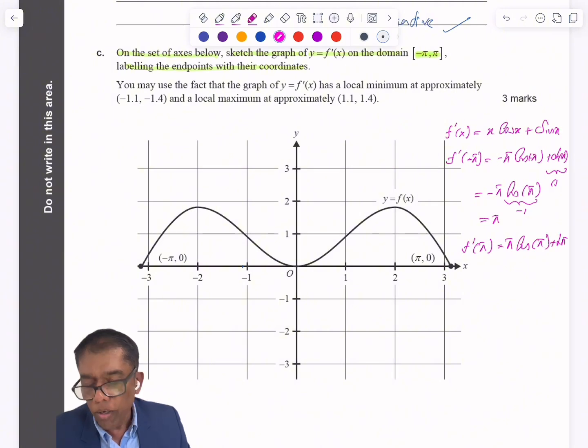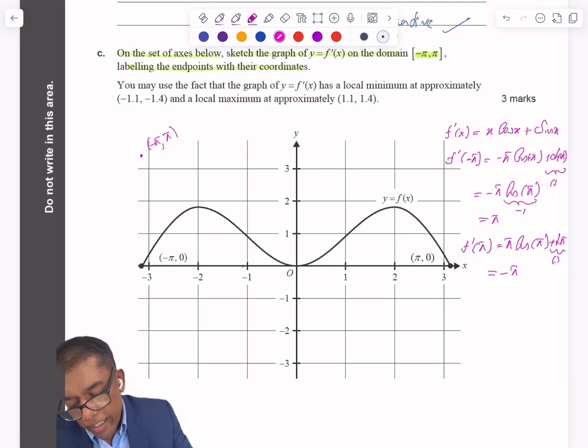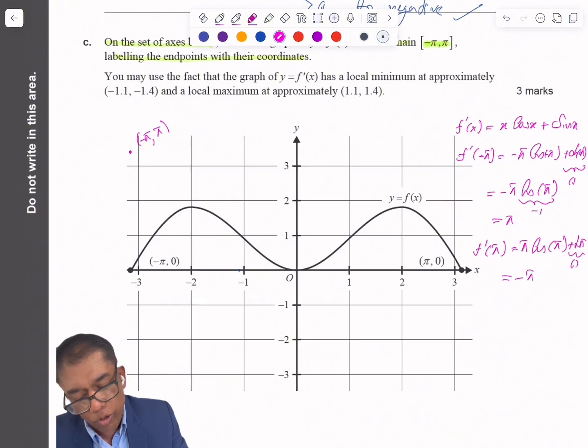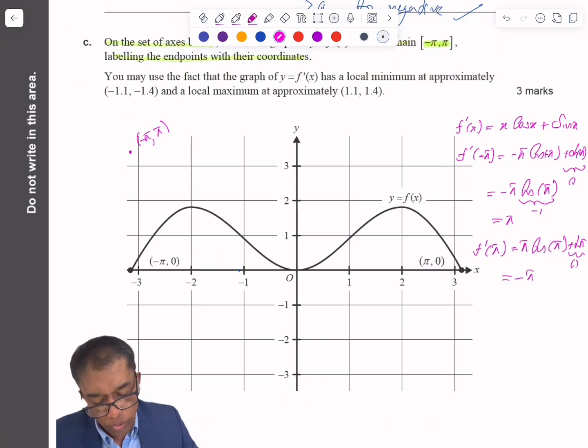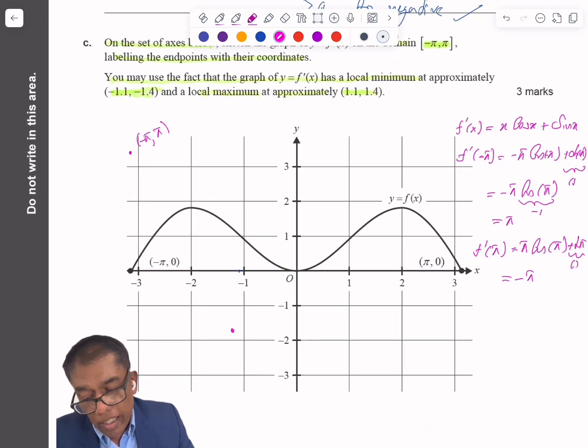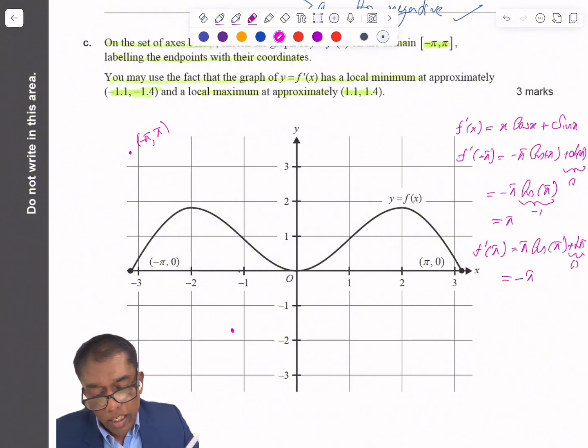When x is equal to negative pi, y is equal to positive pi. Negative pi and positive pi. When x is equal to positive pi, y is equal to negative pi. Pi and negative pi. Now, there is a local minimum at negative 1.1 and negative 1.4, as well as a local maximum at 1.1 and 1.4.